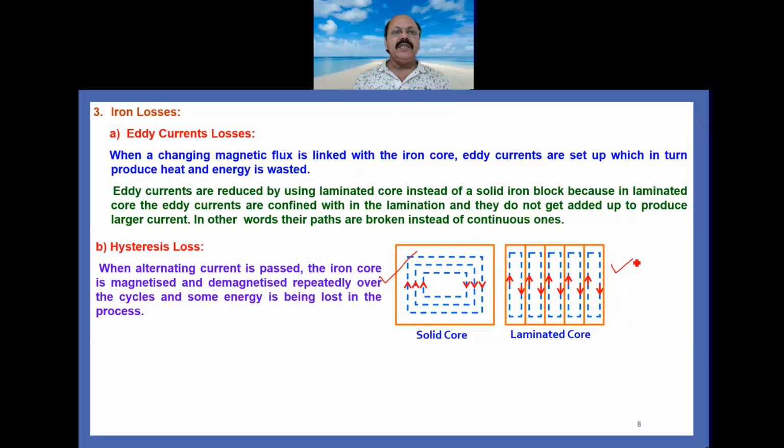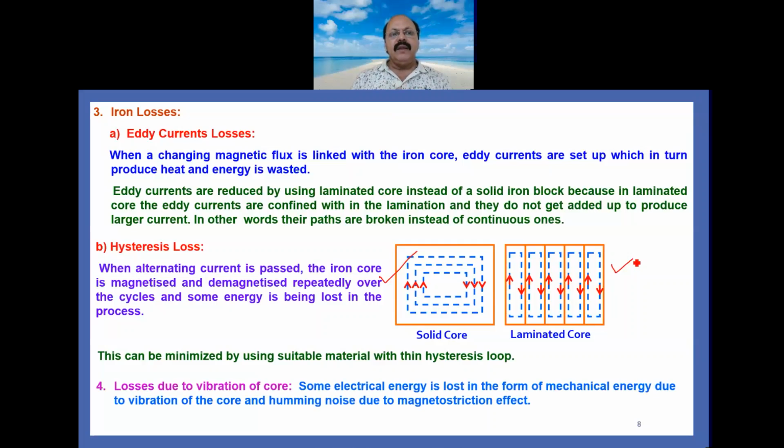Now the hysteresis losses. When the alternating current is passed to the iron core, it is magnetized and demagnetized repeatedly over the cycles, and some of the energy is lost in this process, and that energy loss is called hysteresis loss. That can be minimized by taking a suitable material with low hysteresis loss, that is, whose hysteresis loop should be thin.